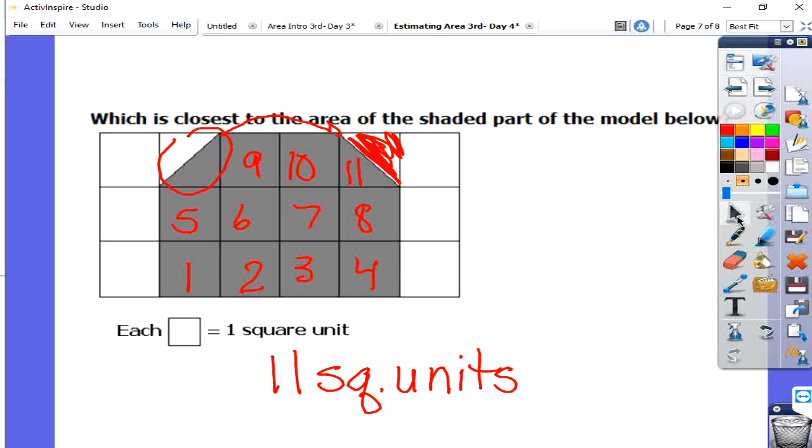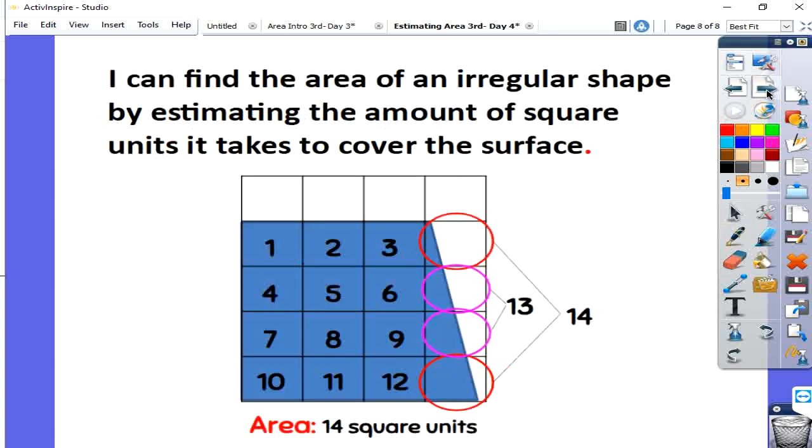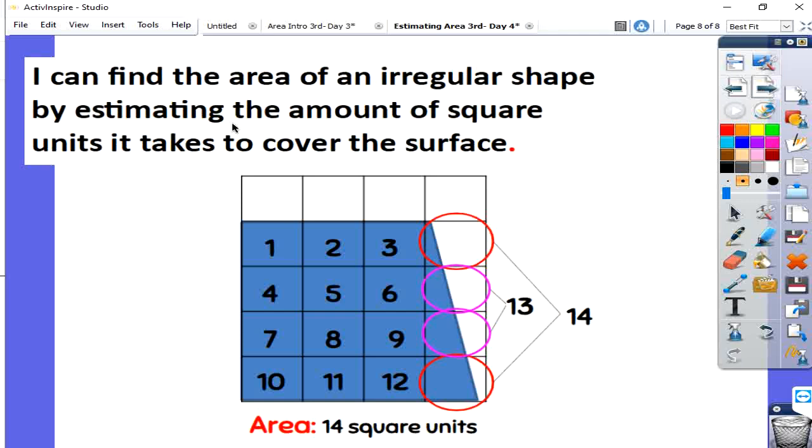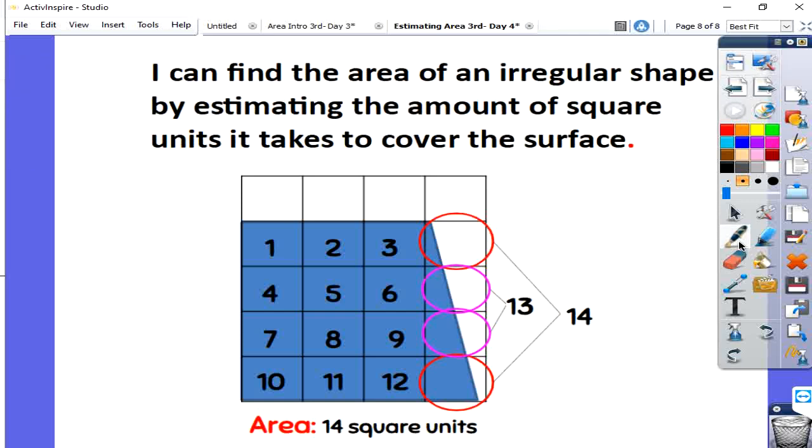Okay, so let's go ahead and revisit our I can statement for today to see if we've met our goal. Remember, our goal for the day was to find the area of an irregular shape by estimating the amount of squares it took to cover the surface. Did we estimate the area of an irregular shape, like down below? If your answer is yes, then I agree. Great job.